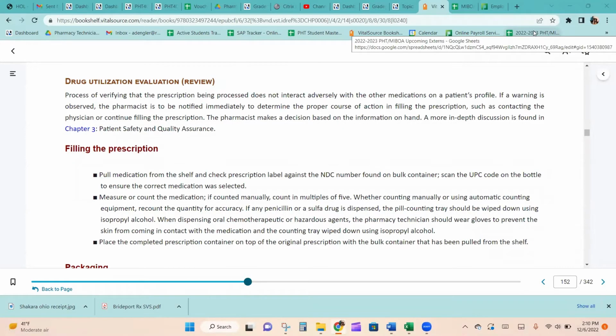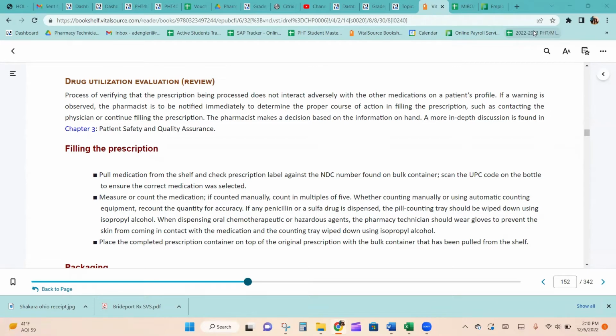Drug utilization review is the process of verifying that the prescription being processed does not interact adversely with the other medications on a patient's profile. If a warning is observed, the pharmacist is to be notified immediately to determine the proper course of action in filling the prescription, such as contacting the physician or continuing to fill the prescription. The pharmacist makes a decision based on the information on hand. A more in-depth discussion is found in Chapter 3.